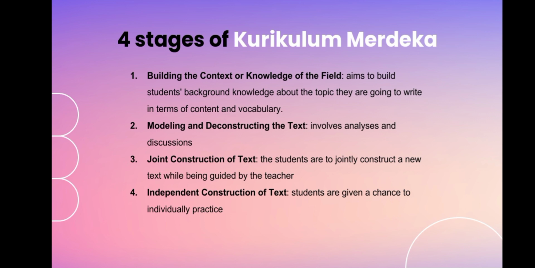Number 3, joint construction of text. In this stage, the teacher's role is to provide a chance for the students to practice writing in groups and apply their critical thinking skills in working in groups. Meanwhile, the students are to jointly construct a new text while being guided by the teacher. In this stage, students begin to contribute to the construction of whole examples of the text type, and the teacher gradually reduces the contribution to text construction as the students move closer to being able to control the text type independently.